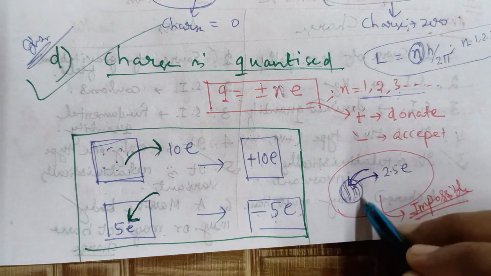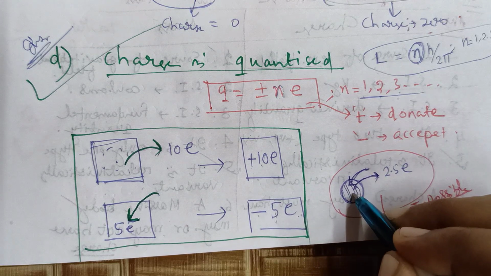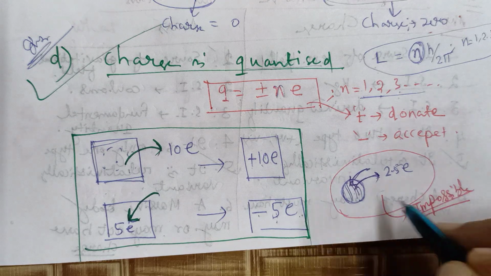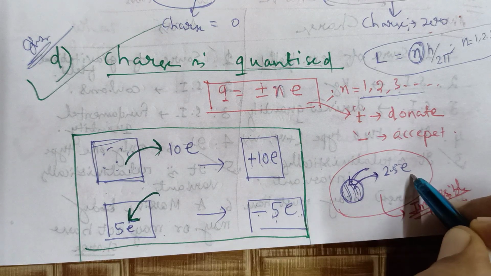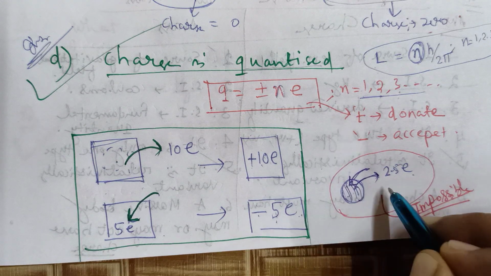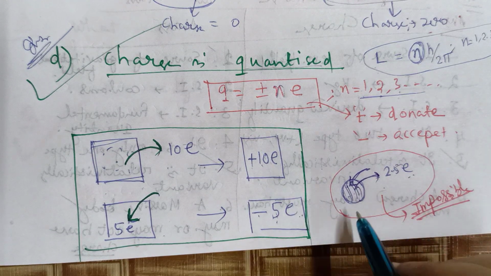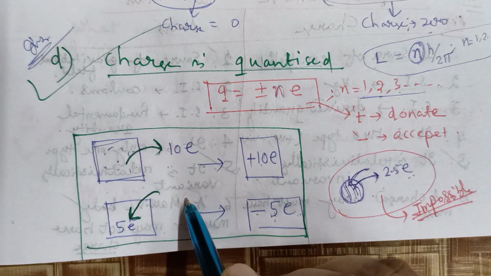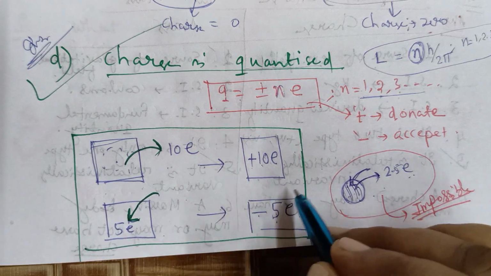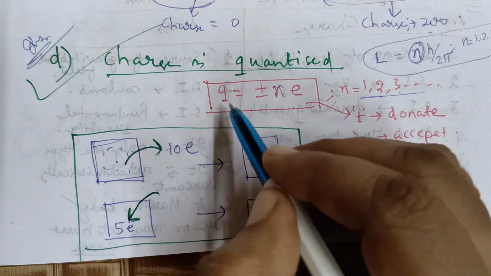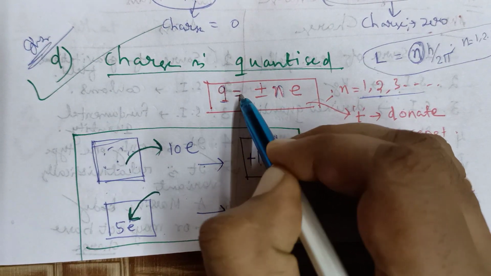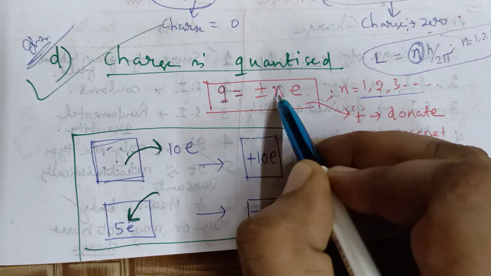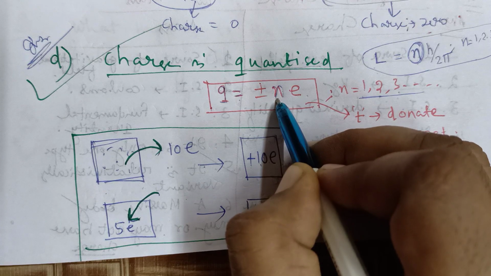For example, a neutral body is here. I will say that it donates 2.5 electrons. Is it possible? Never. You cannot donate 2.5 electrons, and it cannot accept 2.5 electrons. It can accept a pure number of electrons, or donate a pure number of electrons. So we can say that the charge of any body can be expressed as an integral multiple. N is always a pure number, not a fraction, not a decimal.